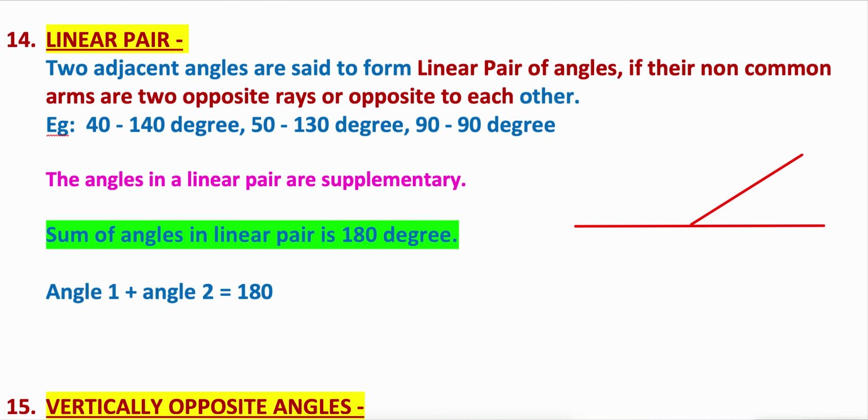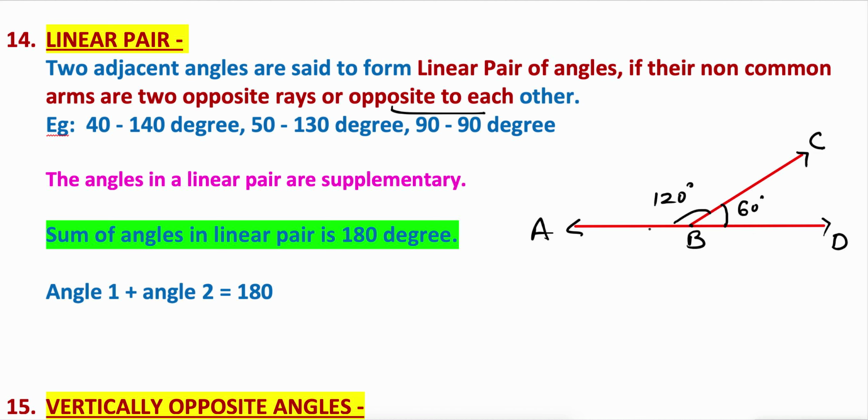Now let's see linear pair. Two adjacent angles are said to form a linear pair if their non-common arms are two opposite rays, opposite to each other. Suppose this is angle ABC. If this is, suppose, 120 degrees here, and this is 60 degrees, angle CBD.